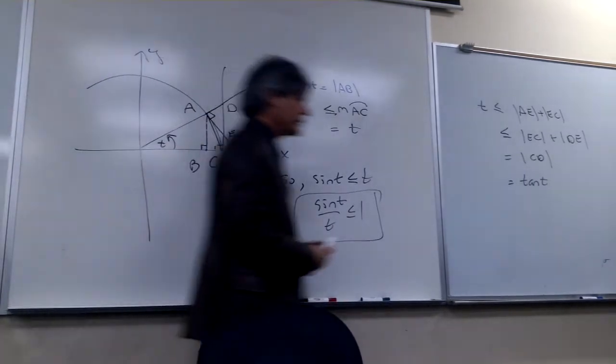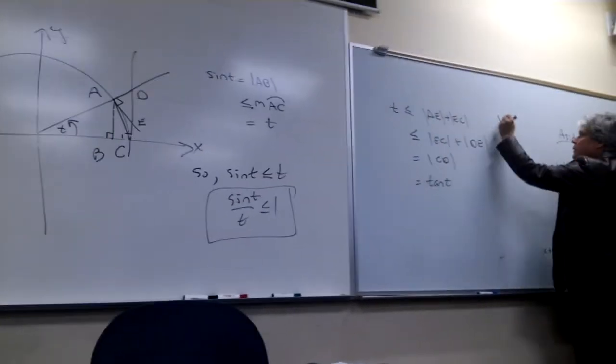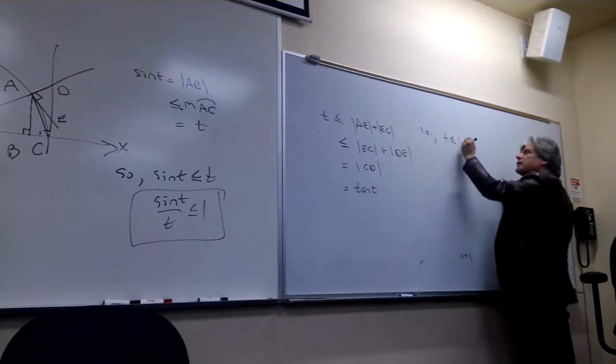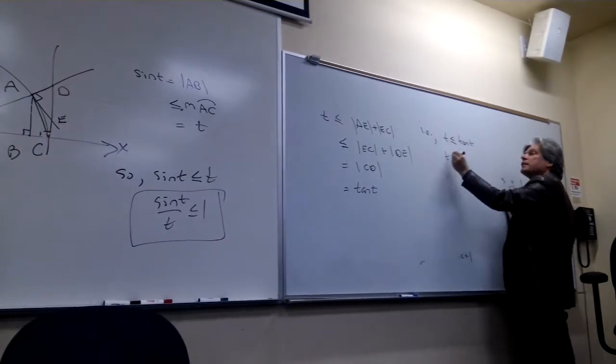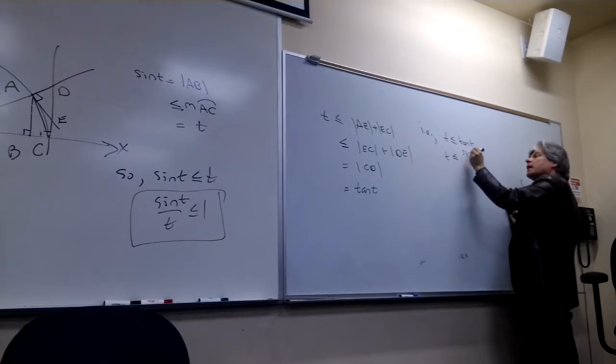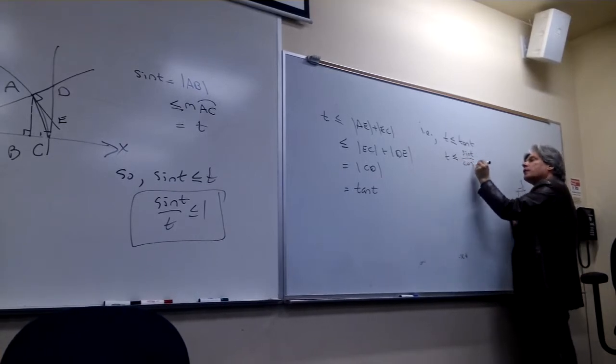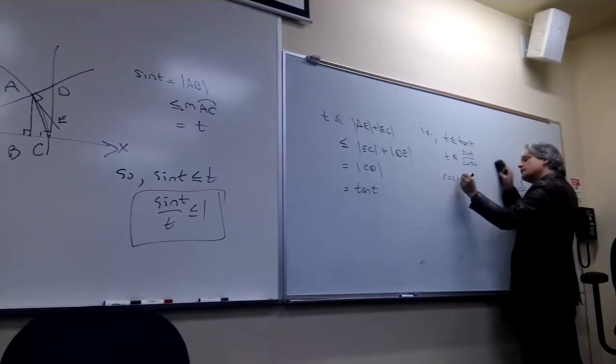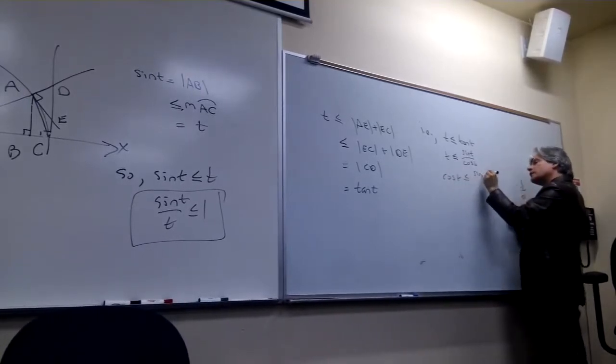Let me rephrase that. In other words, what I'm really suggesting is that T is less than or equal to tangent of T, which means T is less than or equal to the sine of T over the cosine of T, which means that the cosine of T is less than or equal to sine of T over T.